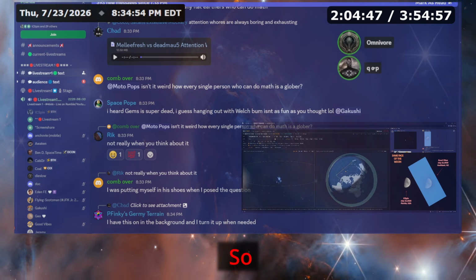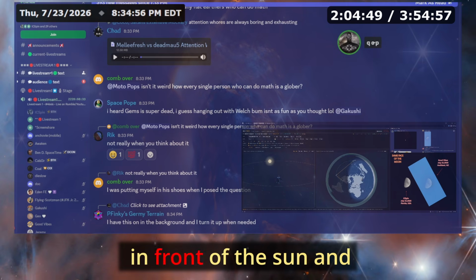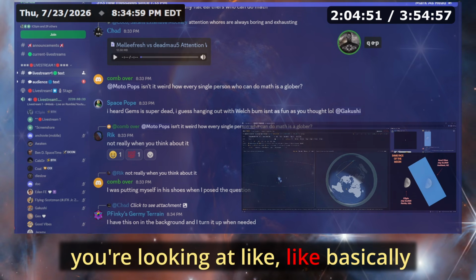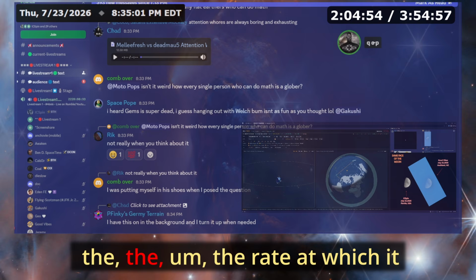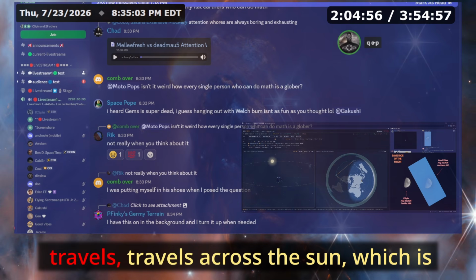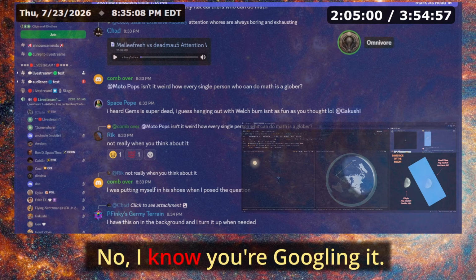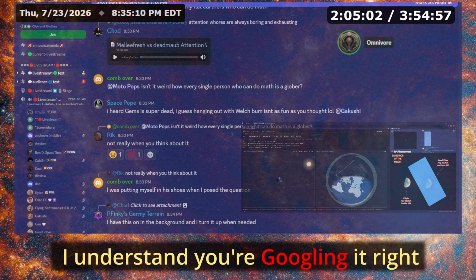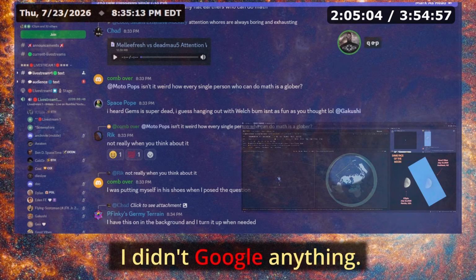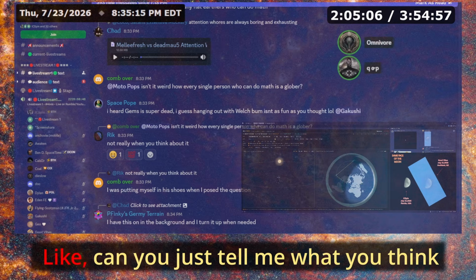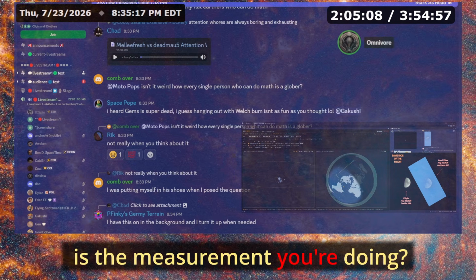I understand. Venus transits in front of the sun, and you're looking at basically the rate at which it travels across the sun, which is like an angular size thing. No, I know you're Googling it right now, but that's not correct either. I didn't Google anything. Bro, can you just tell me what you think the measurement is?